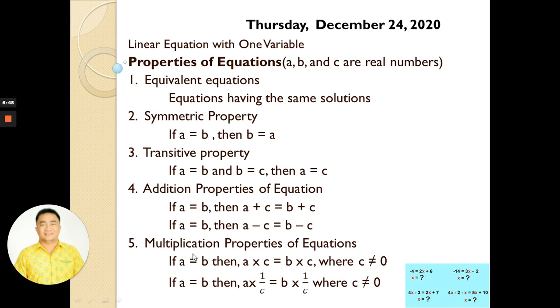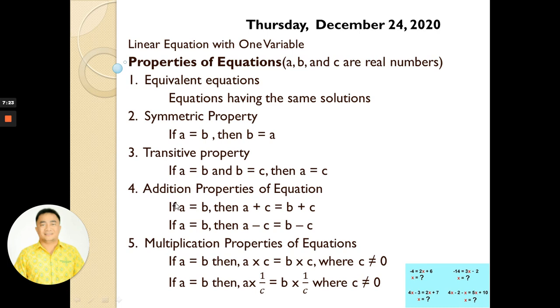Number 2, symmetric property. It means that our values there, like a and b given, are just the same, equal. So the values of any other letters there are equal. Number 3 is the transitive property. If we have 3 numbers given, their values can be like a equal to b, b equal to c, and a is equal to c. They're just the same, equal.